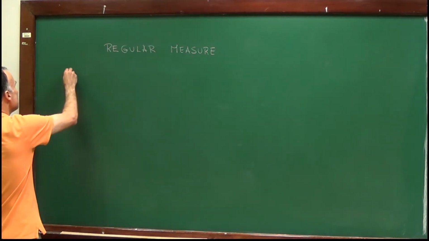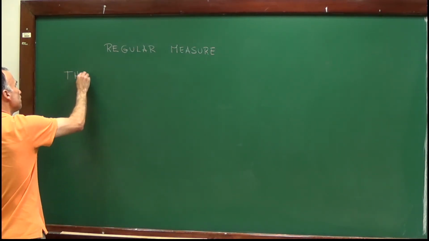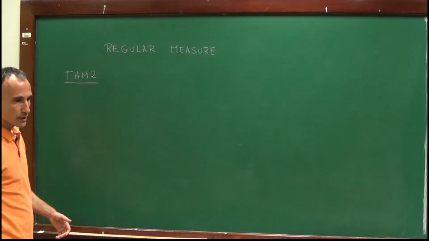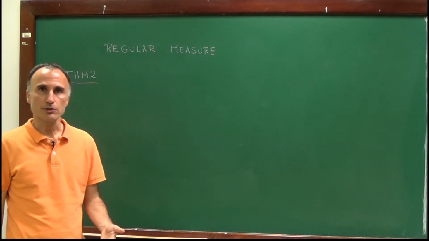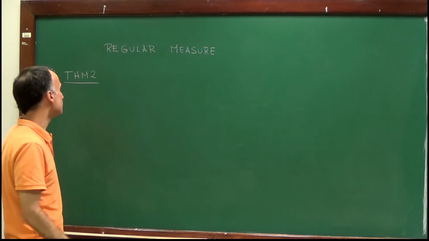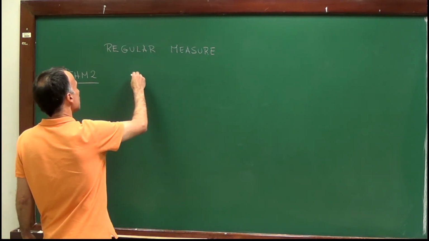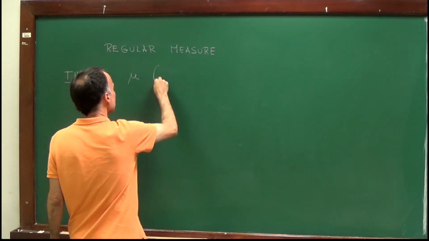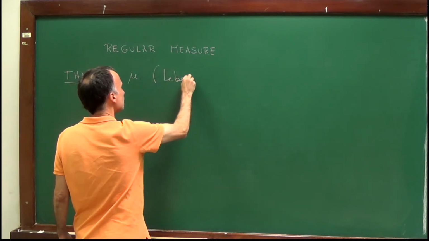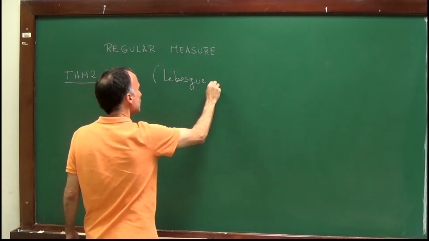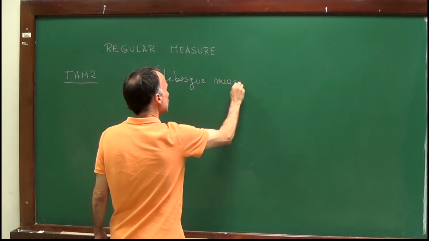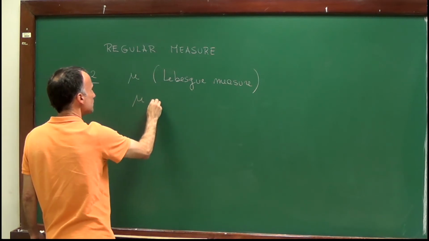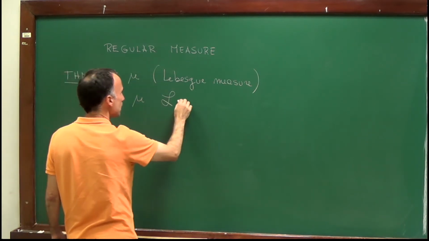The second theorem of this lecture states that the Lebesgue measure, which we constructed, is regular. So let me represent by mu the Lebesgue measure. So mu, remember, is defined on the Lebesgue sigma algebra.